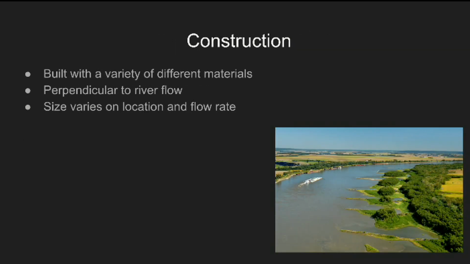They can be built from a variety of different materials, the most common being stone, but in the past they've also been made with materials like timber, concrete, and sometimes sandbags. They are typically built perpendicular to river flow to help divert some of the water flow away from the bank. The size can vary on a lot of different things. The main reason is the material: if it's, say, rock, it's much less prone to being broken up and washed away, as opposed to if you were to use dirt to build the dike.